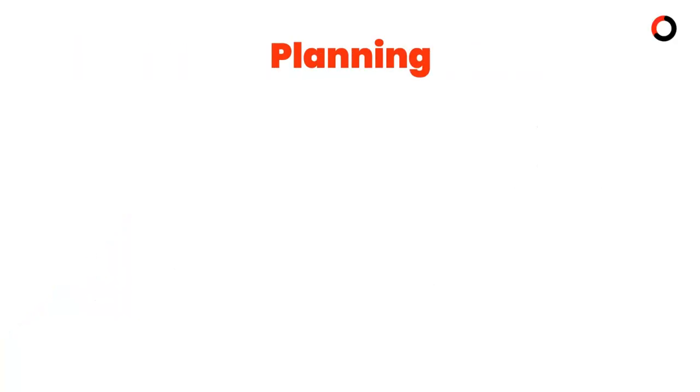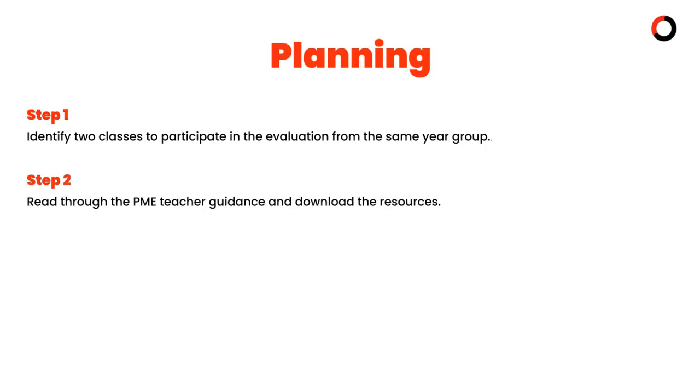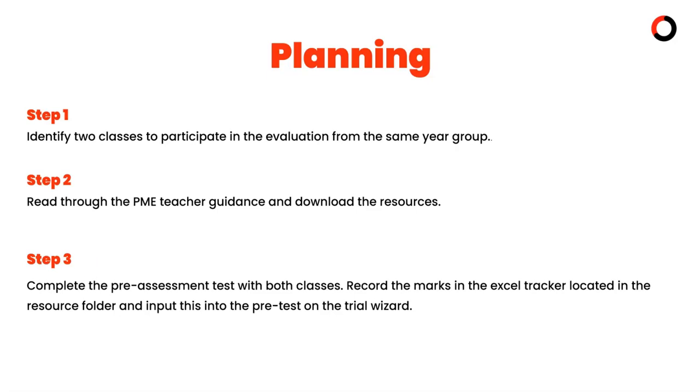So let's look at this from a step-by-step planning approach. Step 1. Identify two classes to participate in the evaluation from the same Year 7 group. Step 2. Read through the PME teacher guidance and download the resources and assessments. Step 3. Complete the pre-assessment test with both classes, record the marks in the Excel tracker, which is located in the resource folder, and input this into the pre-test on the trial wizard.